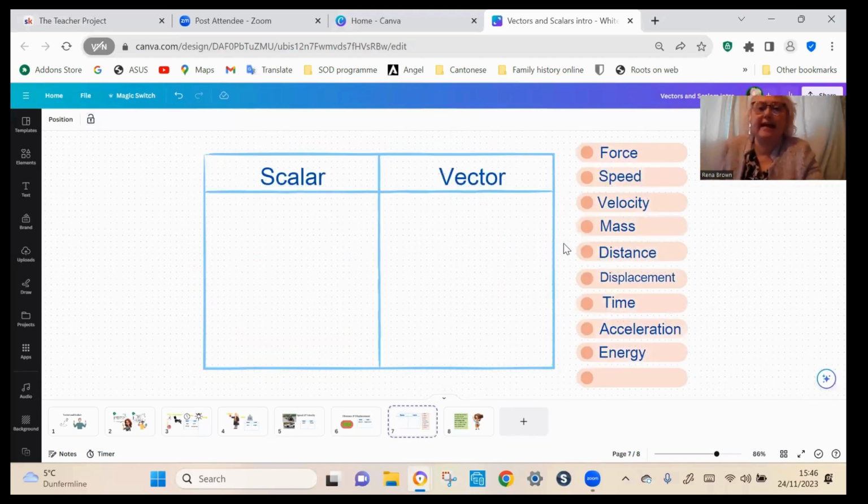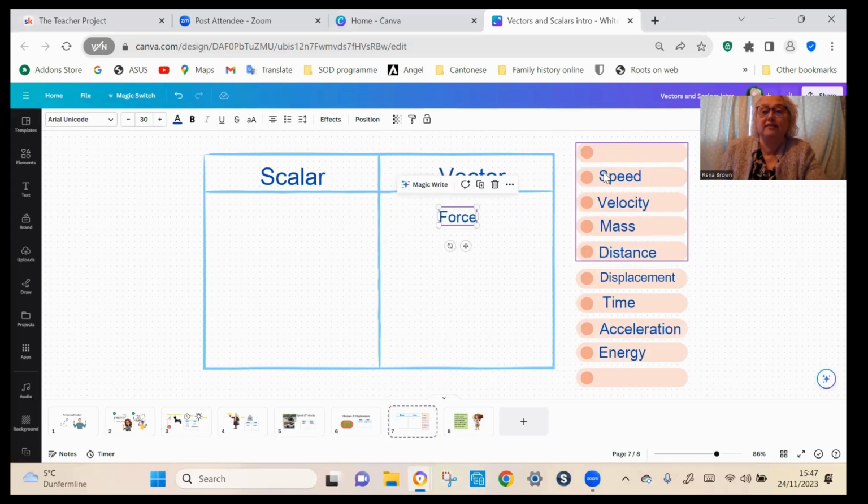Here is an example of lots of different vectors and scalars that we've looked at. I'm going to ask you to pause the video, and then I am going to ask you to write down which one you think goes in which box, and I'm going to do it for you now so you can check your answers. So pause now.